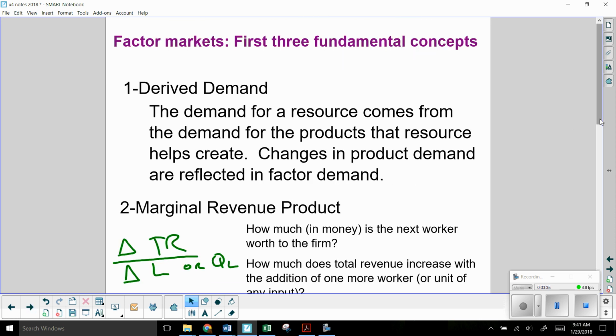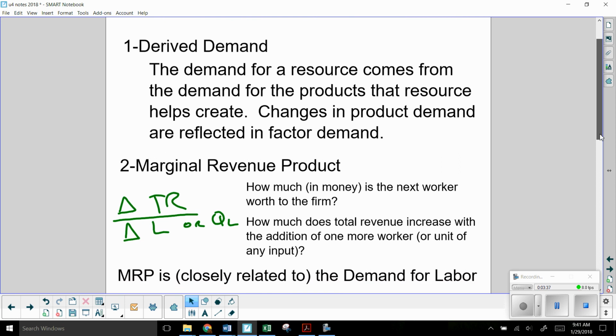We looked at derived demand, which is basically the idea that demand for a resource comes from the demand for the products that resource helps create. A conversation in class where we thought about if people didn't want to drink coffee anymore, then there wouldn't be much demand for baristas, and there also wouldn't be as much demand for coffee growing farmland or coffee pickers in countries where coffee is produced.